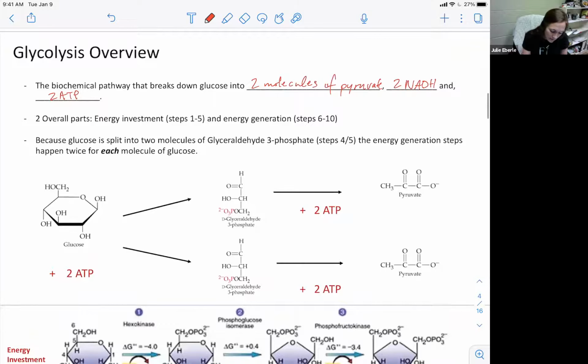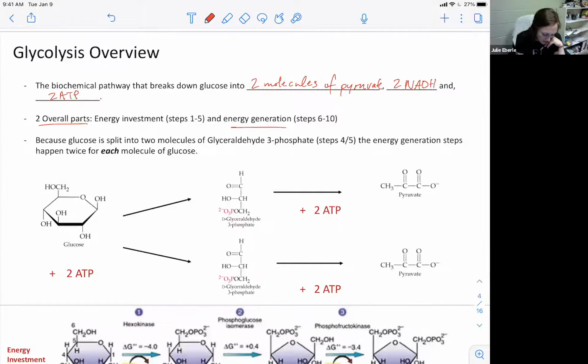Overall, glycolysis is broken down into 2 parts. There's 10 steps in glycolysis. We're going to look at all 10. The first 5 steps, steps 1 through 5, we call the energy investment steps. That's where there's 2 different steps where we have to use ATP, and we have to invest a molecule of ATP. Steps 6 through 10 are known as the energy generation steps. This is where we're going to get back some ATP. And overall, we'll get a net of 2.